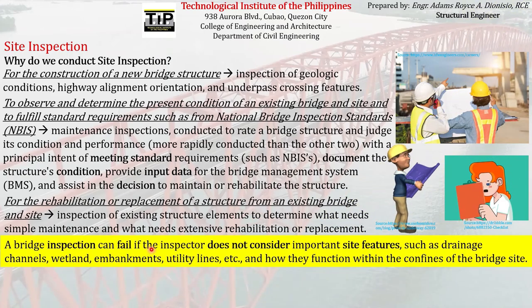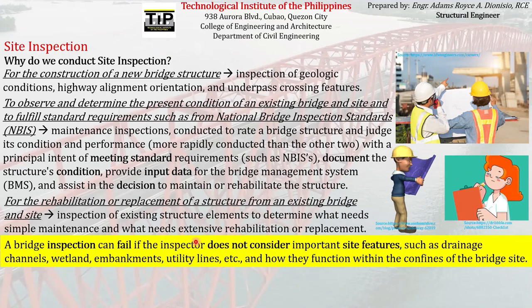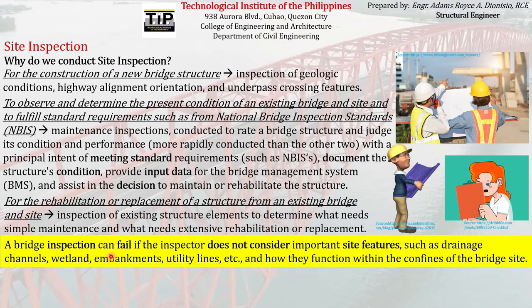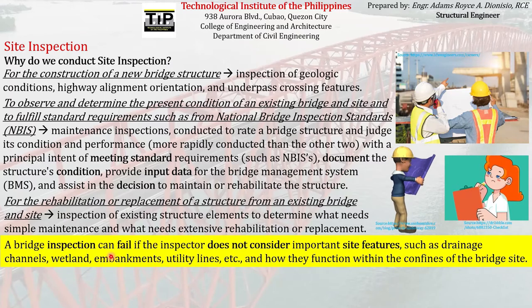A bridge inspection can fail if the inspector does not consider important site features such as drainage channels, wetland embankments, utility lines, etc., and how they function within the confines of the bridge site. So it's very important that a knowledgeable inspector conducts the inspection for the development of a particular bridge structure. Because if the inspector is not knowledgeable about inspecting a particular site, there can be lapses, wherein the inspector will fail to consider important site features such as drainage channels, wetland embankments, and utility lines that may affect the new bridge structure, or in the case of an existing bridge, can affect the rehabilitation or replacement of that existing bridge.